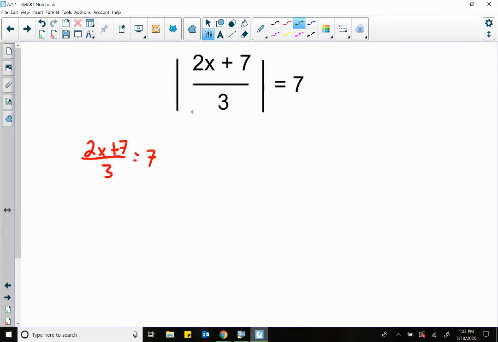Again, to write the second equation, all we're going to do is drop the absolute values. 2x plus 7 all over 3 equal to, make this side the opposite. So the opposite of a positive 7 is a negative 7. There are the two equations. All we have to do now is solve.